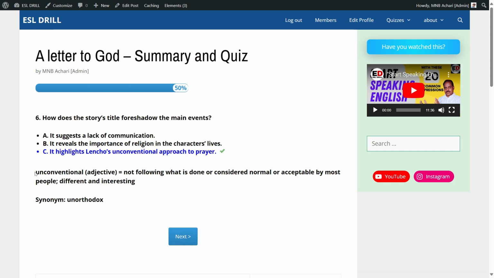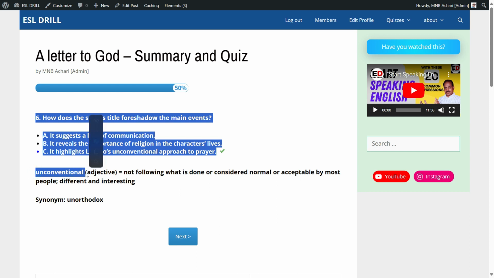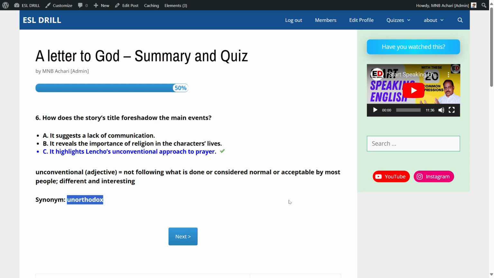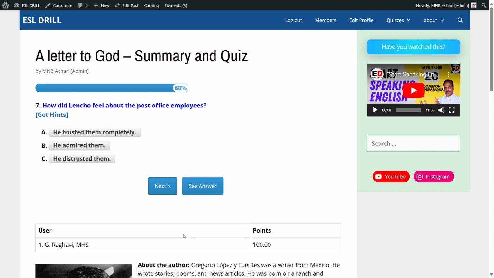Now here I gave the meaning of unconventional, the part of speech, and the meaning and the synonym as well. Unorthodox. Orthodox is traditional and conventional. Opposite is unorthodox, unconventional. Let's move to the next one. How did Lencho feel about the post office employees? Let's get hints. Not that I don't understand this, but I want to show you that you can get hints.